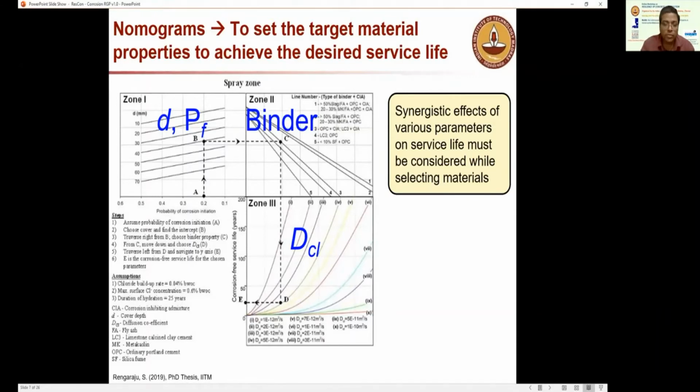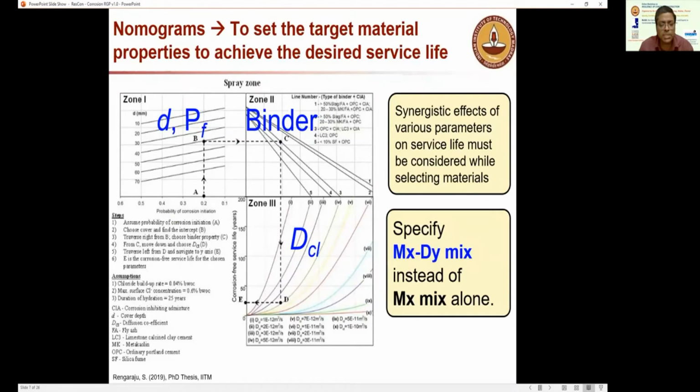and then only we should choose the material combinations and specify, instead of usually we specify concrete grades only, the strength grades only, but we are suggesting to specify the durability grade also along with the strength grade. So that's what we are proposing, like MXDY mix, instead of just the strength grade mix. So this is the crux, the essence of this nomogram and how it can be used.